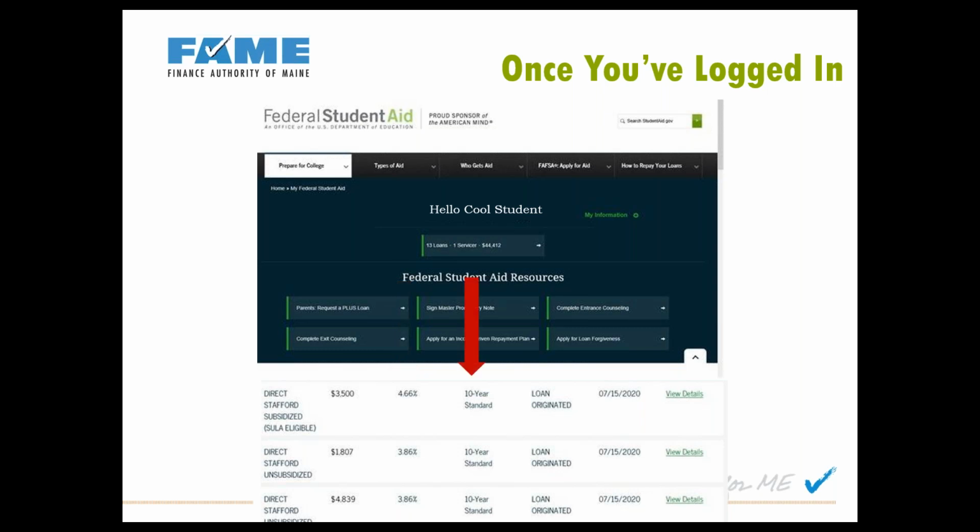You can see the repayment plan that this loan is in. So this borrower has a 10-year standard repayment plan. I'm going to go into those repayment plans in a minute. You can see what the status of the loan is. Originated means processed. And then you're going to see the date the loan is scheduled to start repayment or has already started repayment. So that's what that means.